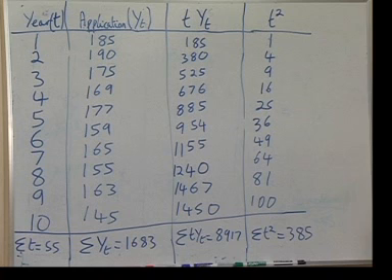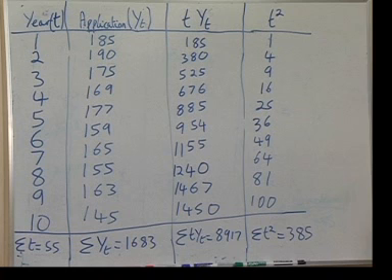Now to get TYT, we multiply 1 by 185 and we get 185. For the second row, it would be 2 multiplied by 190 and that gives you 380. That is how you calculate the TYT column. So for the third row, 3 multiplied by 175 is 525. For the fourth row, 4 multiplied by 169 is 676. We do that for each year, and as you see in the diagram, all the figures have been put in.